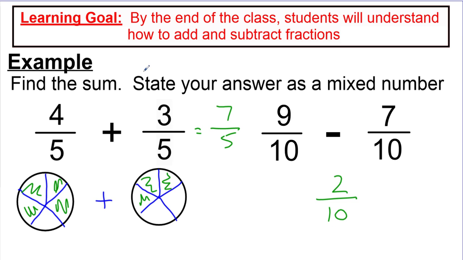Our problem here says state your answer as a mixed number. So remember, 5 goes into 7 once, and there are 2 left over after that. I have 5 wholes. So 1 2/5.